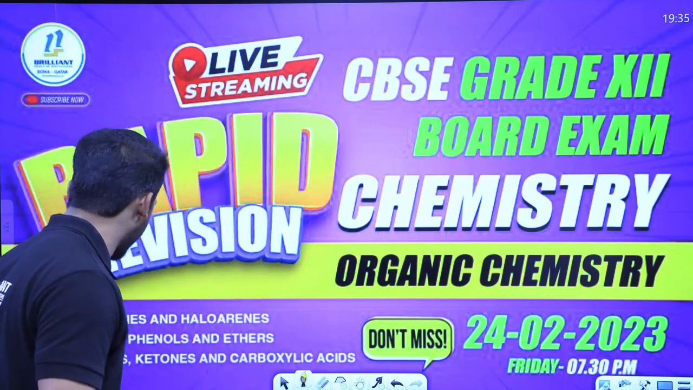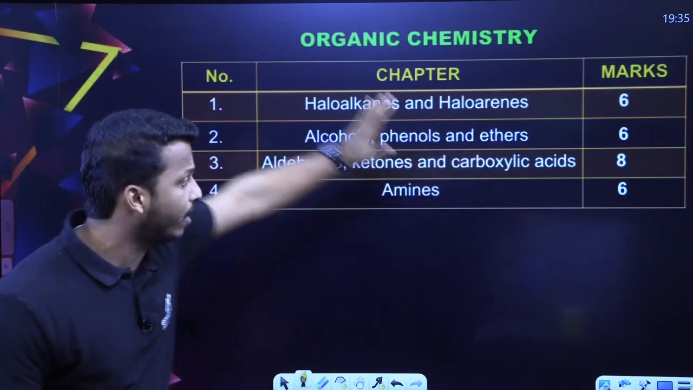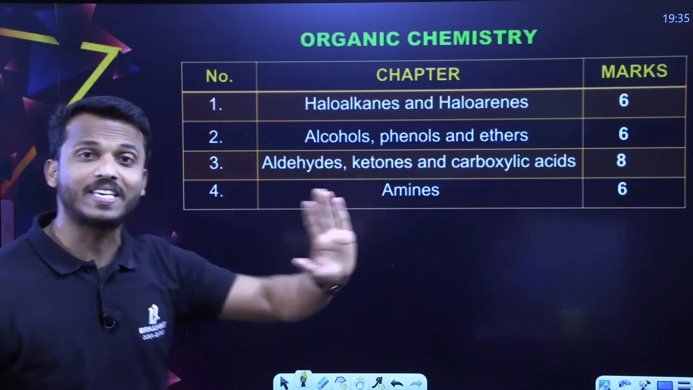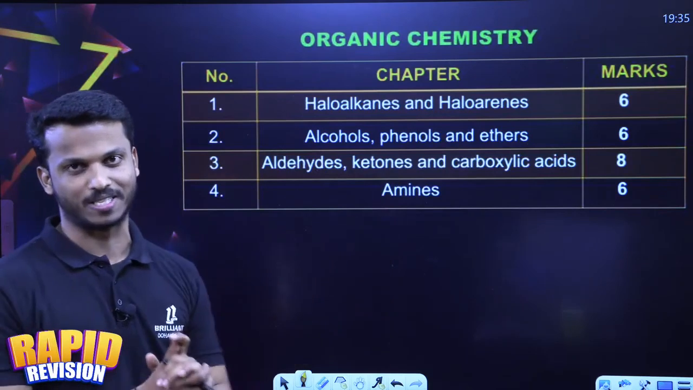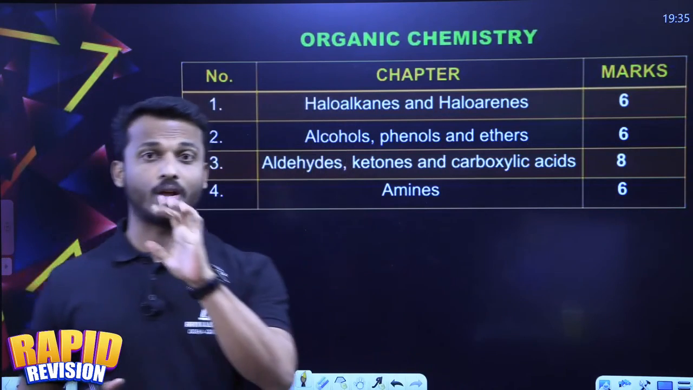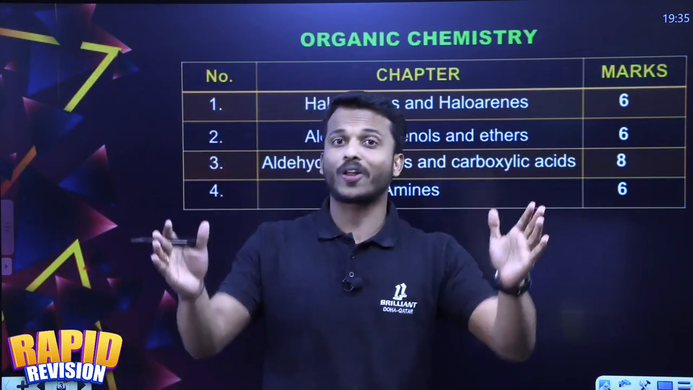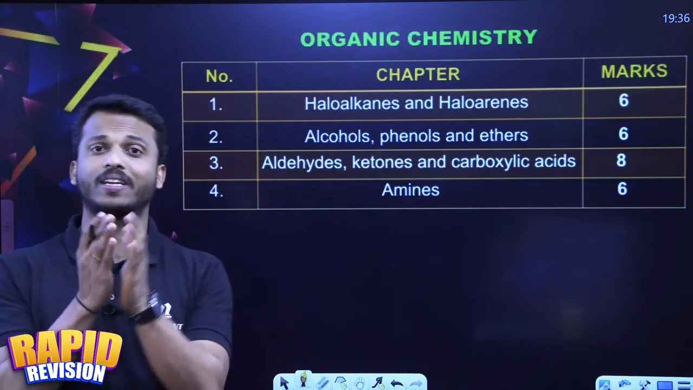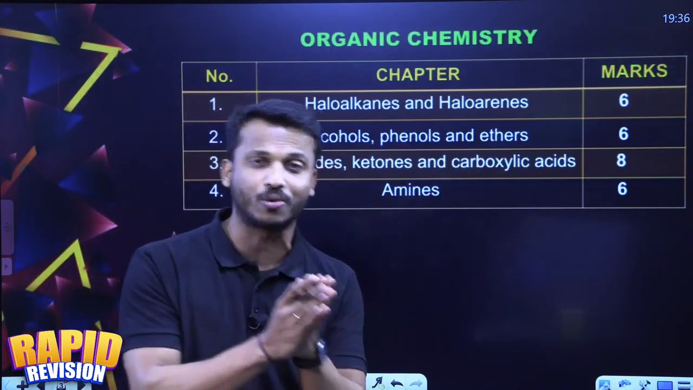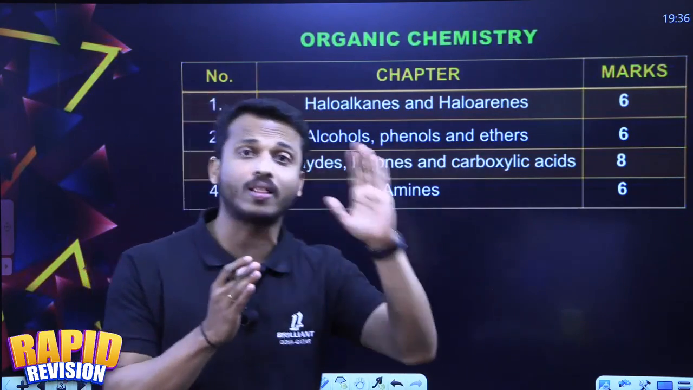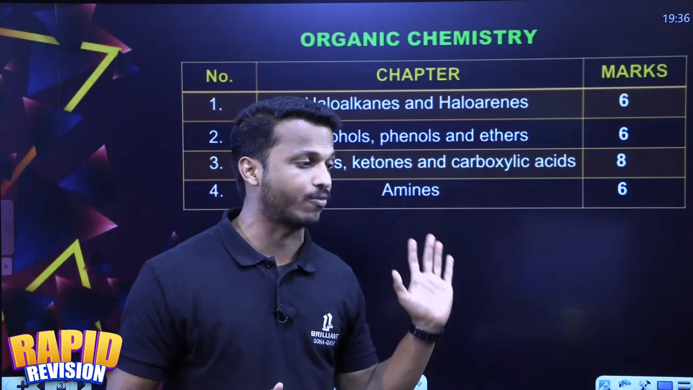So I'm starting, dear all. These are our four organic chapters. Haloalkanes and haloarenes carry 6 marks. Among all four organic chapters, aldehydes, ketones and carboxylic acids bring around 8 marks, and the remaining are all 6 marks. Dear all, at any cost we have to score good marks. It's fully organic chemistry, so you have to concentrate and remember many kinds of reactions, even distinction tests and conversion questions. Finally, after completing all the chapter revision, I will give you a set of questions to complete the reactions. I'm expecting a good answer from each one of you.